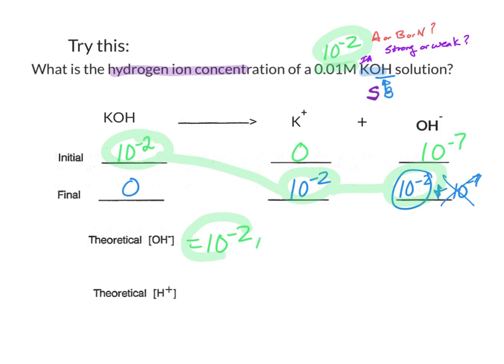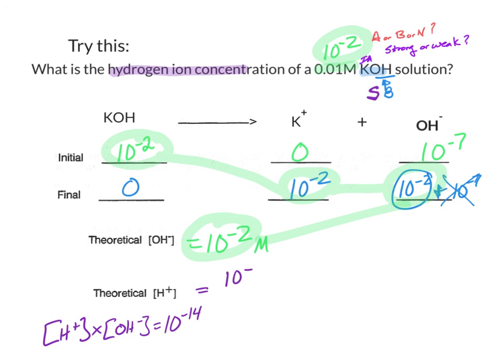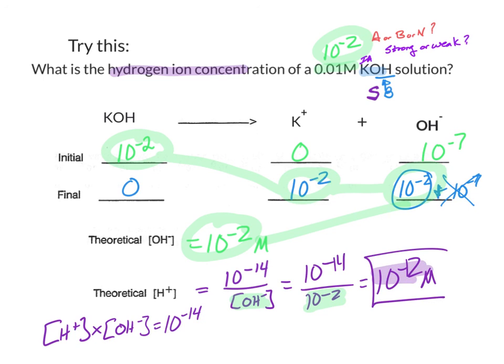Our theoretical hydrogen ion concentration, after we've rearranged the equation of hydrogen times hydroxide equals 10 to the negative 14, is as follows. When we rearrange it, we see that the hydrogen ion concentration is going to be 10 to the negative 14 divided by the hydroxide ion concentration, which in our case is equal to 10 to the negative 14 divided by 10 to the negative 2, which is equal to 10 to the negative 12 molar. And that is our hydrogen ion concentration.